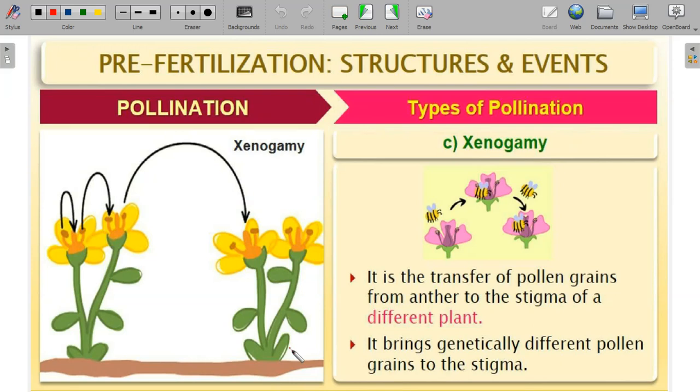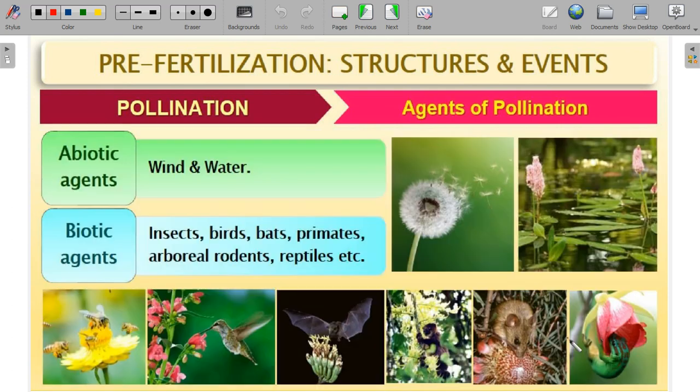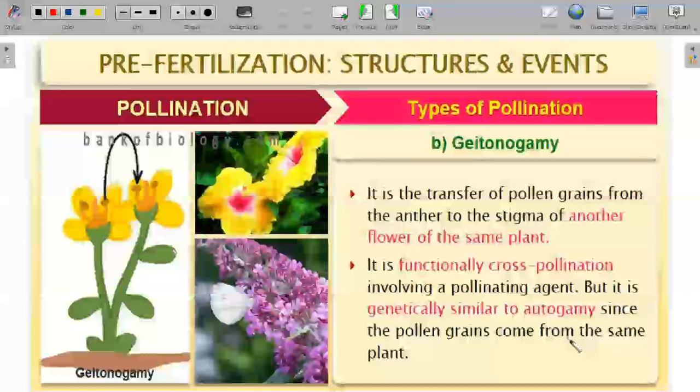Now, this is a type of pollination which brings about genetic variation, called xenogamy. Xeno means cross, cross-pollination. It is a transfer of pollen grains from the anther to the stigma of two different flowers of two different plants. So everything is different here, therefore it brings about genetic variation, bringing genetically different pollen grains to the stigma. Okay, fine, so we have learned all these concepts.